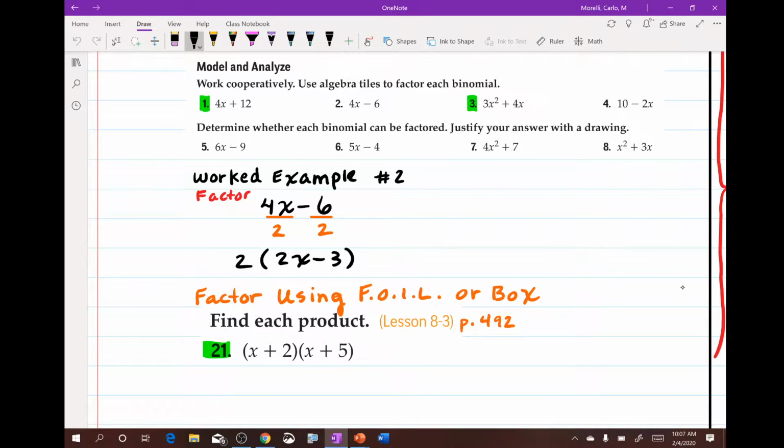We're not going to use algebra tiles, but we can divide out a 4 from each of these. And so the factored version of this would be 4 open parentheses x plus 3. Over here, I can factor out an x. So that would be x open parentheses 3x plus 4. Raise your hand if you got those right. Okay, good.